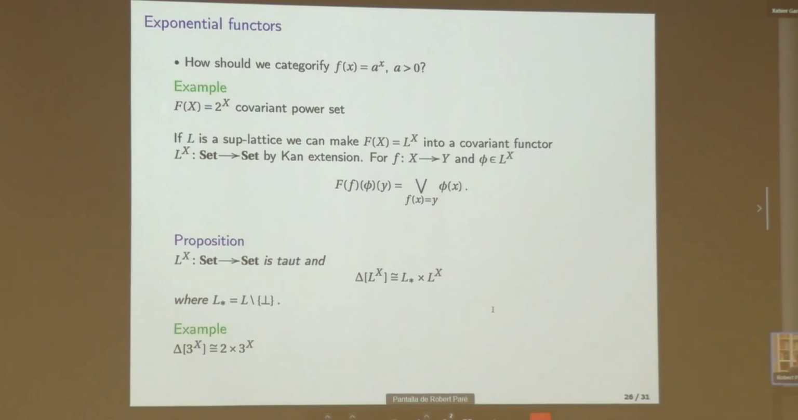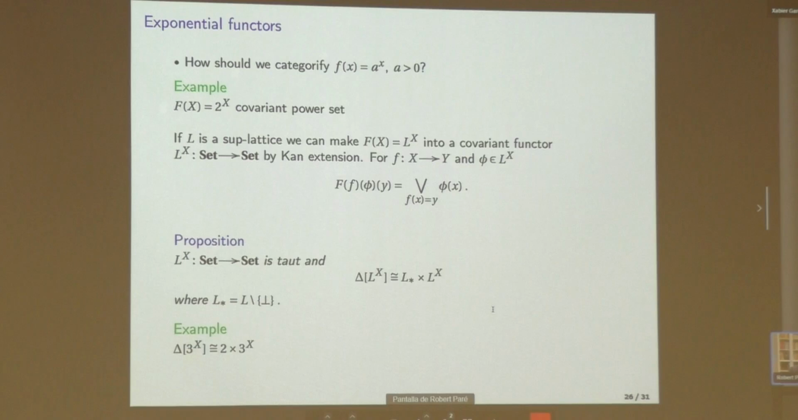Now, here's something a bit more speculative. How should we categorify the exponential functor a to the x? Okay, so I'd like to go to the categorical version. So this is one variable now. We're going back to the one variable case. So I just want to give this as a different example from the others. Polynomials are special cases of analytic functors. So basically we just have one example as analytic functors. Okay, so this is a different kind of example.